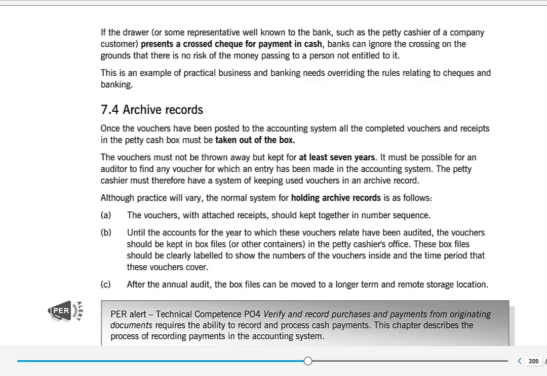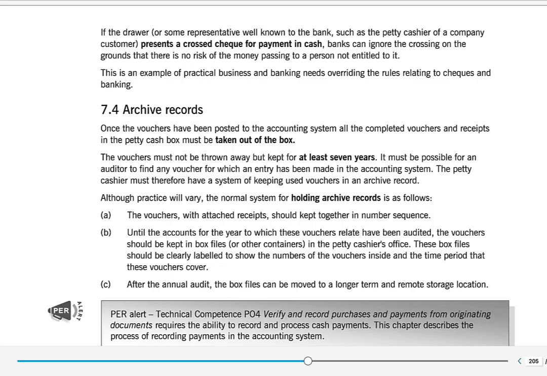So the lesson is teaching you two ideas at the same time. Idea 1. A crossed check is meant to be paid into an account, not cashed. Idea 2. In practice, a bank may still cash it for a trusted business representative. Lesson 7.4. Archive records. Now we move to a very important control topic.